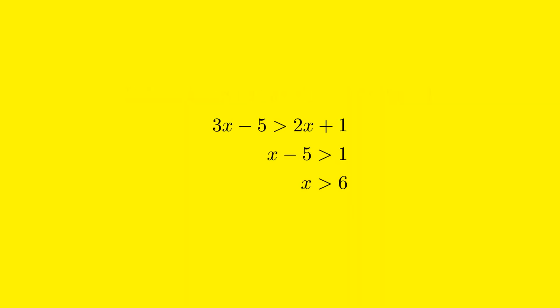To solve the inequality 3x minus 5 is greater than 2x plus 1, we first try to isolate the variable x by simplifying the inequality. Start by subtracting 2x from both sides of the inequality. This results in x minus 5 is greater than 1. Next, we add 5 to both sides of the inequality to isolate x. This gives us the solution, x is greater than 6. Thus, the correct answer is C.